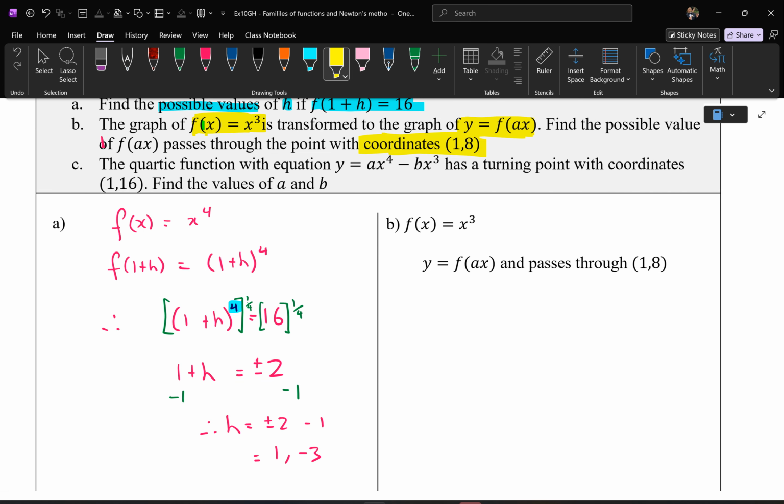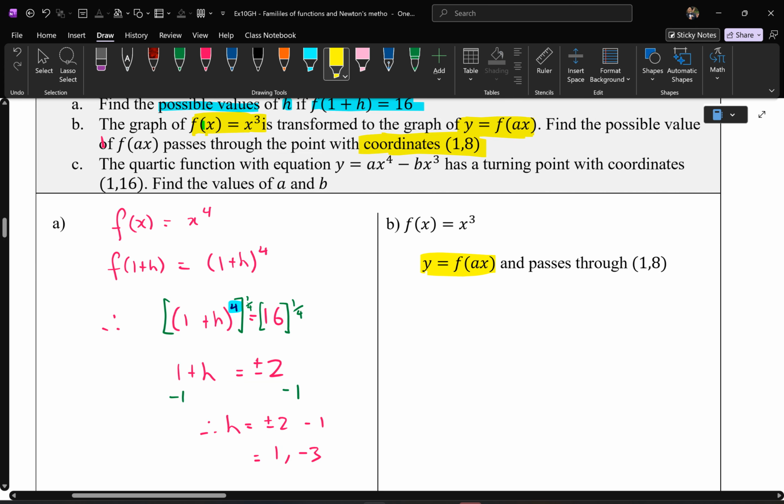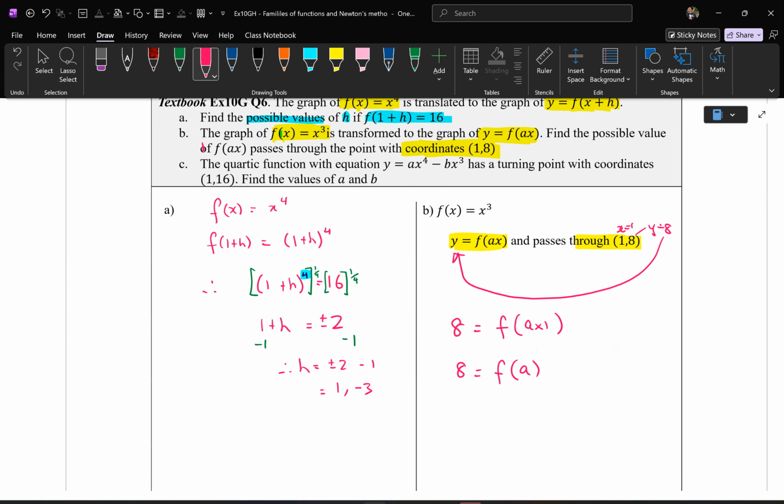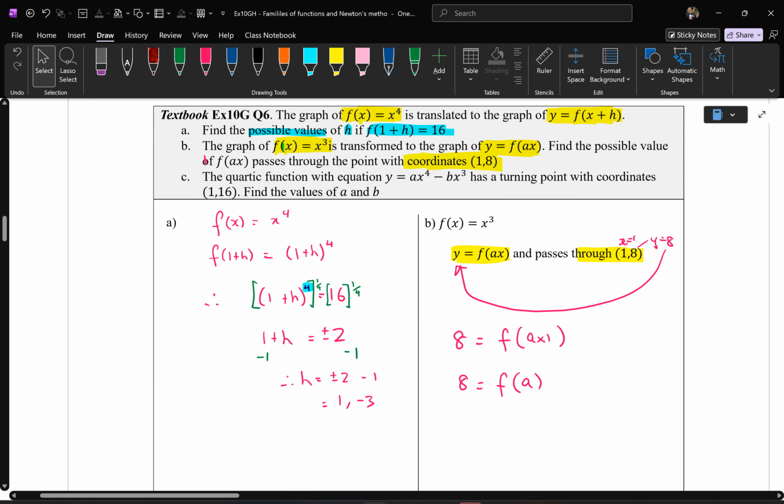Very good. So we already know y equals f of ax passes through 1, 8. So literally it just means when x equals 1, y equals 8. Here we go. Y equals 8 is here. F of a times 1. That gives me f of a is equal to 8. What do I do next?